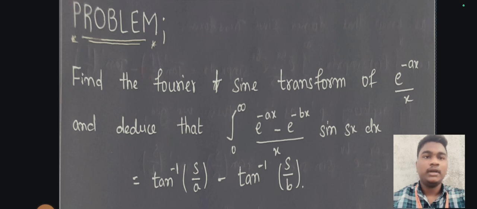Find the Fourier sine transformation of e power minus ax by x, and deduce that the integration from 0 to infinity of (e power minus ax minus e power minus bx) by x into sin sx into dx is equal to tan inverse of s by a minus tan inverse of s by b. Let us solve this problem.